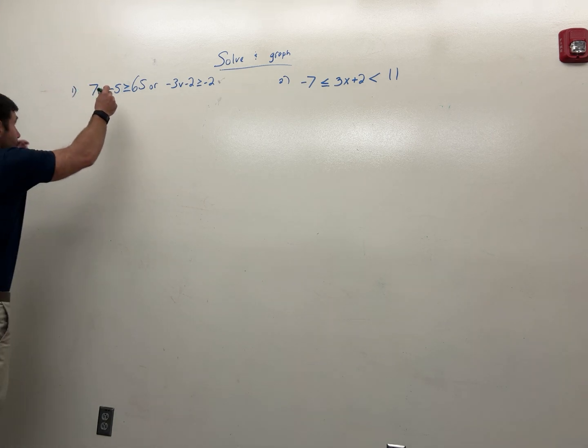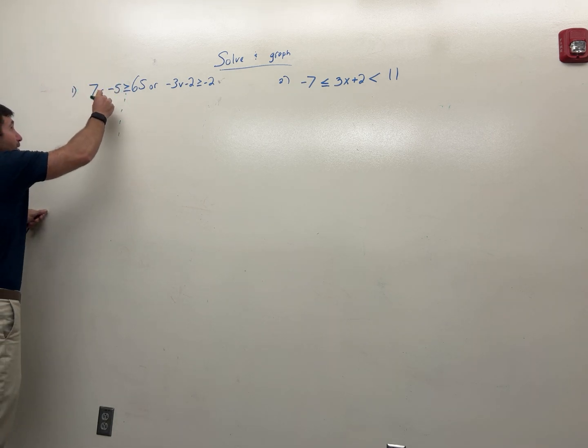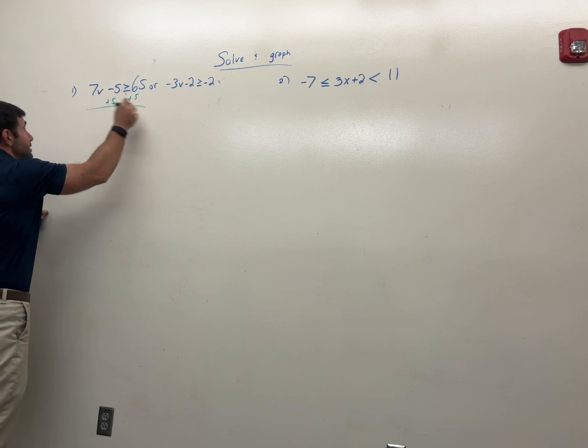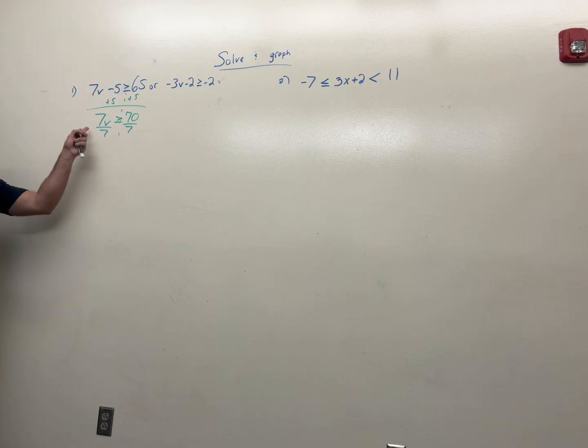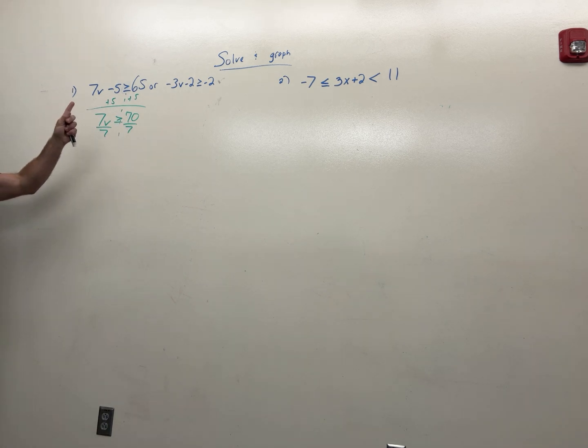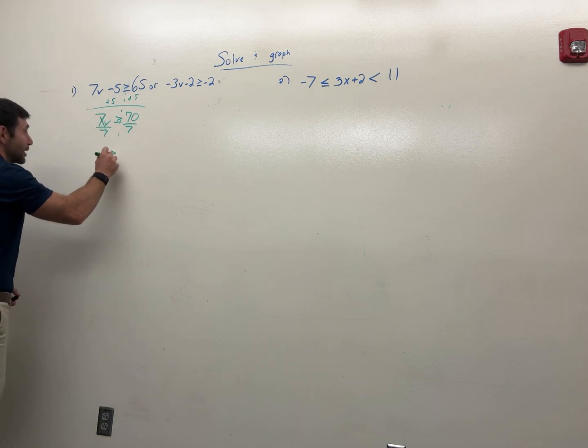So I'm solving this one. Find the balance point. Add 5 to both sides. That leaves me 7v is greater than or equal to 70. Divide by 7. 7v is multiplication. We divide. V then is greater than or equal to 10. Okay, there's 1.